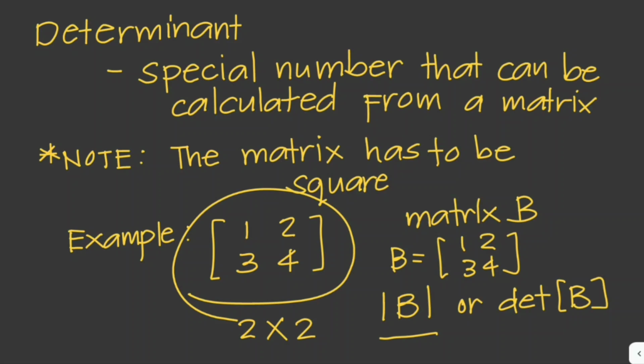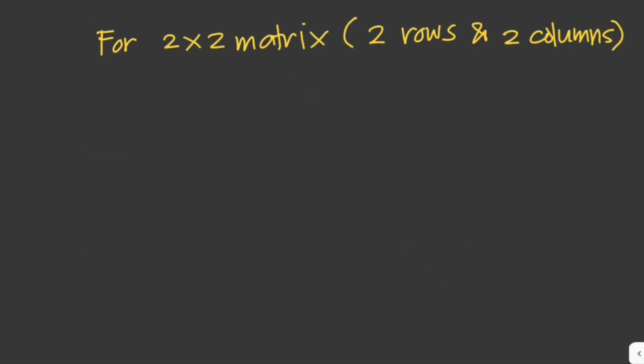And again, take note that to calculate the determinant of a matrix, the matrix must be square, which means the matrix has to have the same number of rows as columns. Now, how to solve for the determinant?